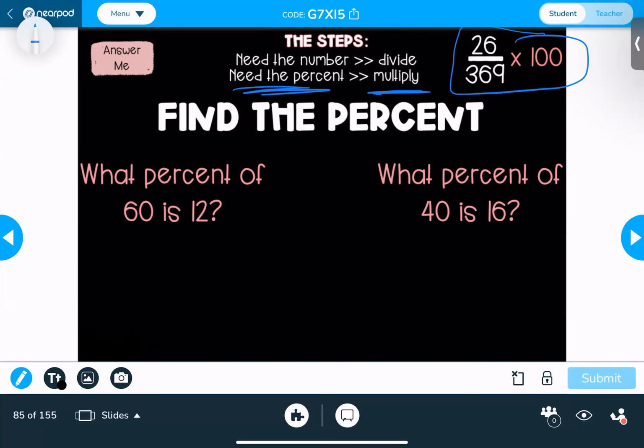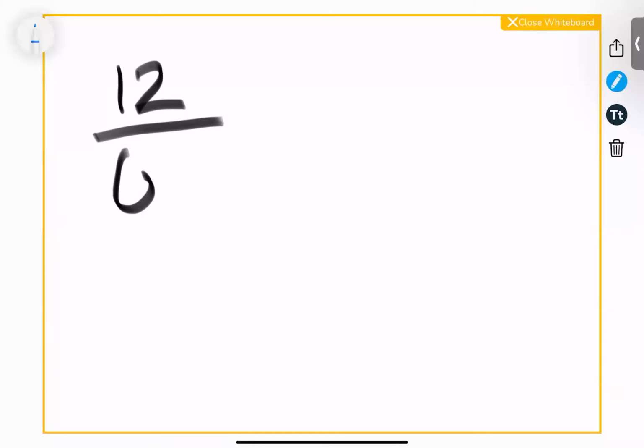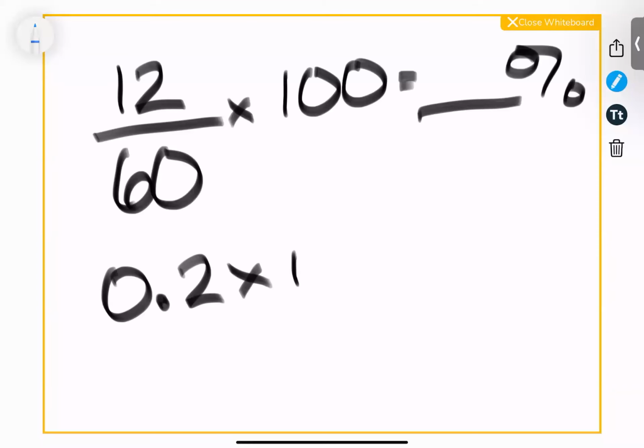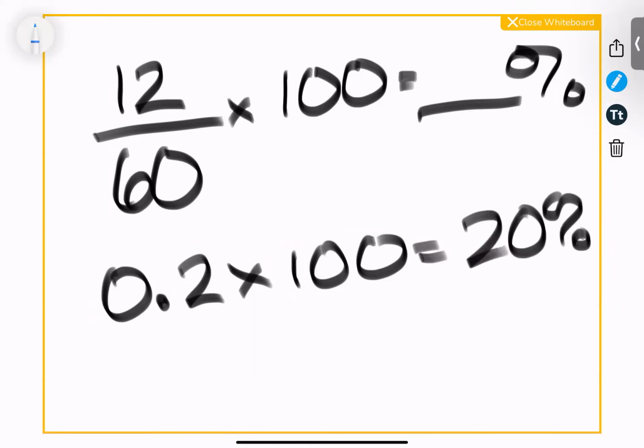All right, going over these. What percent of 60 is 12? 12 is my answer. 60 is what I started with. I'm looking for the percent. So 12 divided by 60 gives me 2/10 times 100. That means I'm moving this decimal 2 spaces to the right. 20%.